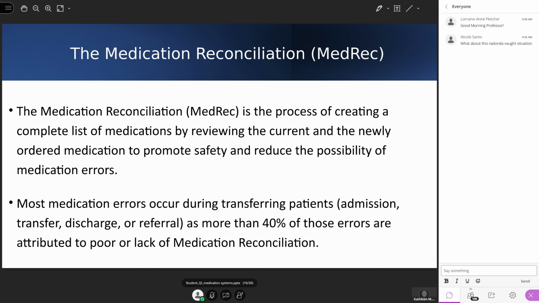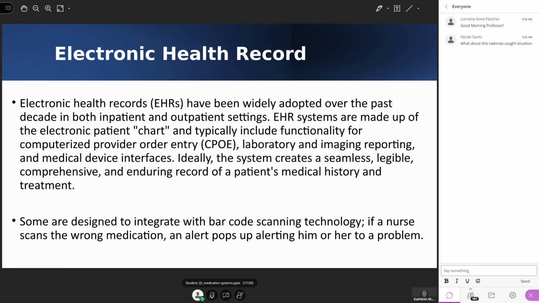Again, 40% of these errors are attributed to poor medication reconciliation. So again, this electronic, the MAR, the electronic medication record, all of that stuff has kind of consolidated everything so that we can take a look and see at a glance what the patient's taking. So one doctor doesn't order one thing, and then they go to another doctor, and then another doctor orders it without them knowing. And a lot of errors happen because of that. So technology is our friend if we use it correctly. But again, errors can be made there as well.